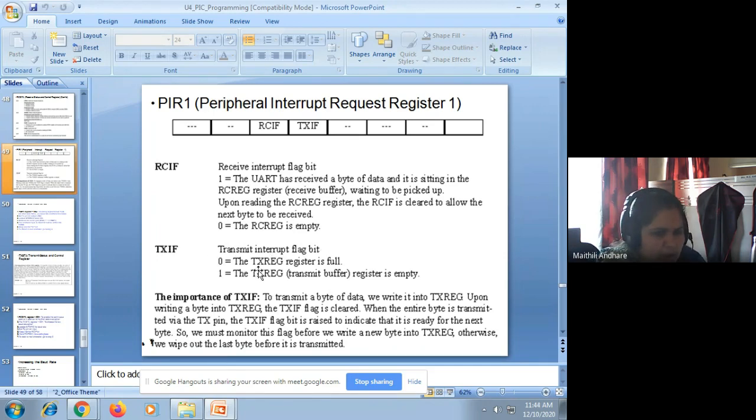If it is 0, the TXREG register is full, which means the data is not transmitted yet because the register is full. We have stored the data in the TXREG register, and it is full, so the data is not transmitted. If it is 1, the TXREG register is empty, which means the data is successfully transmitted and the user can transmit the next possible data. These are the two flag bits available in the PIR1 register.